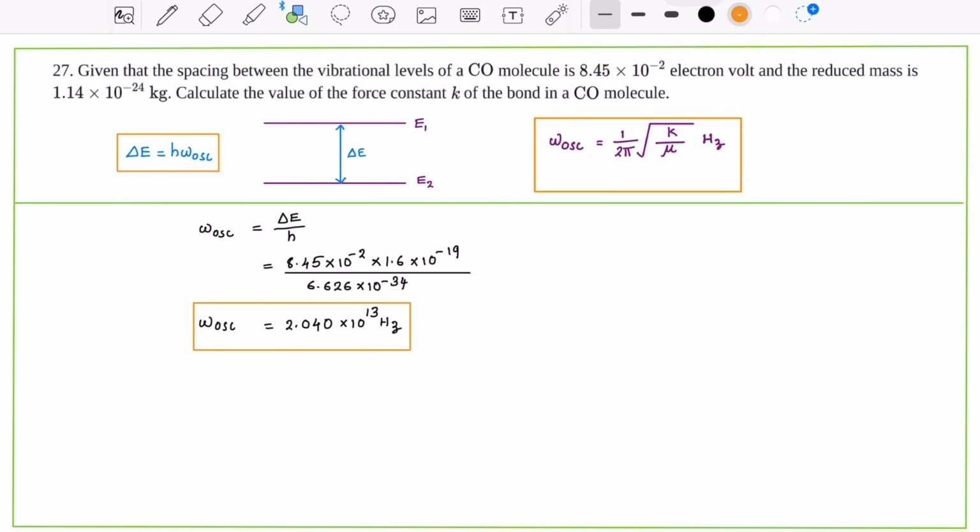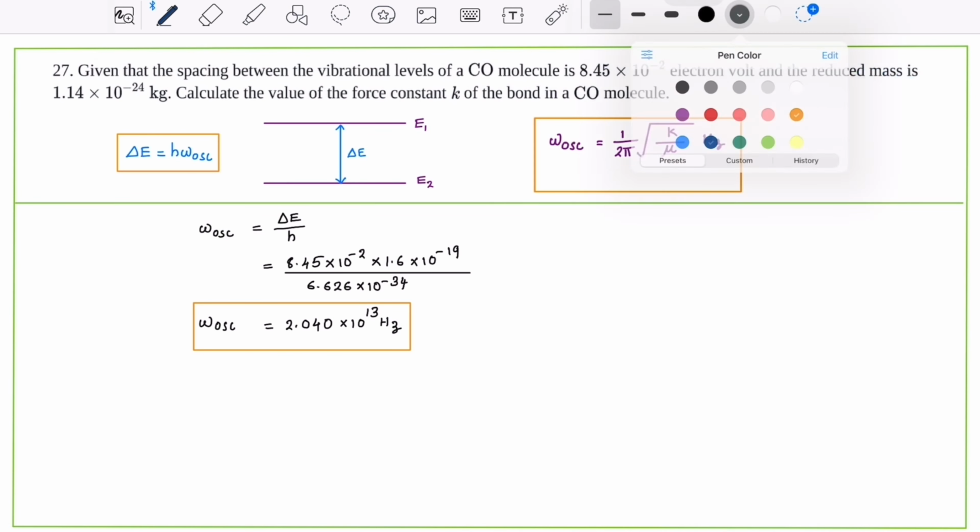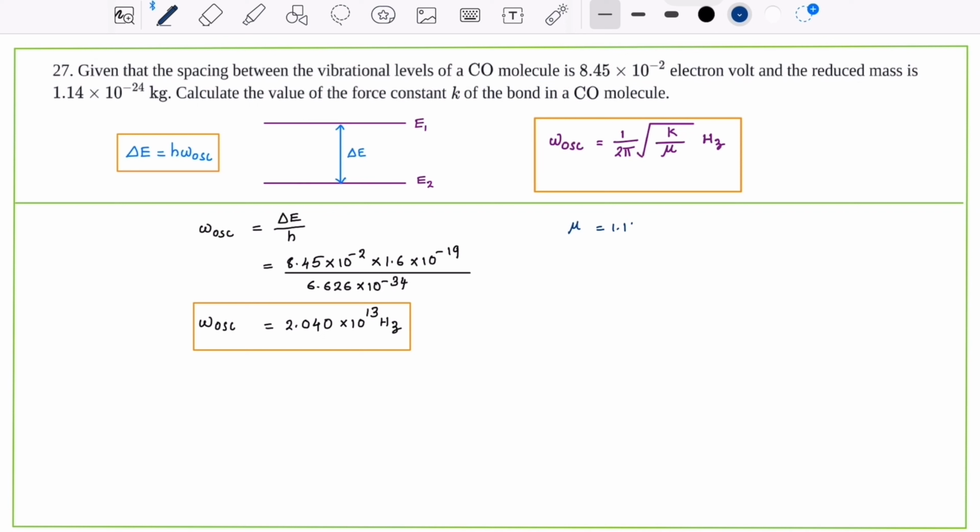Once we have the vibrational frequency of the molecule and the reduced mass, we can determine the force constant K. It is given that the reduced mass of CO is 1.14 into 10 raised to minus 26 kilogram. Therefore, the force constant K is 4 pi square mu omega oscillation square, and that is equal to 4 pi square into 1.14 into 10 raised to minus 26 into 2.040 into 10 raised to 13 hertz square. That is K is equal to 187.3 Newton per meter.